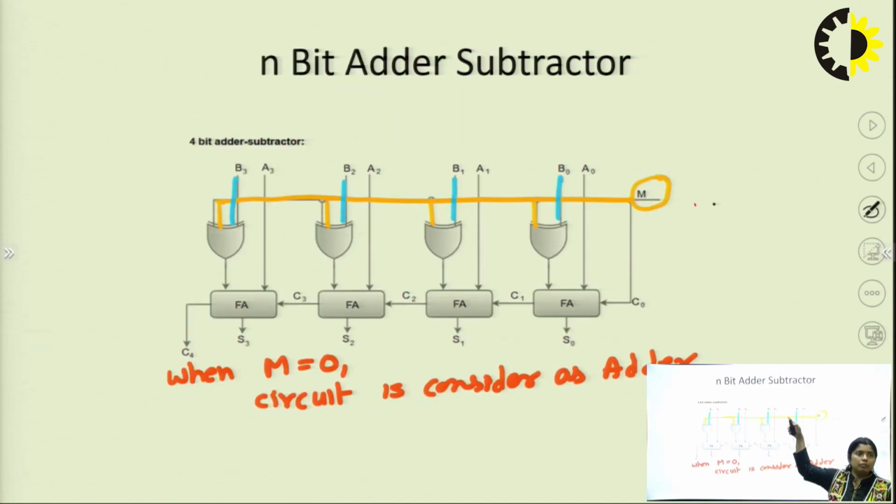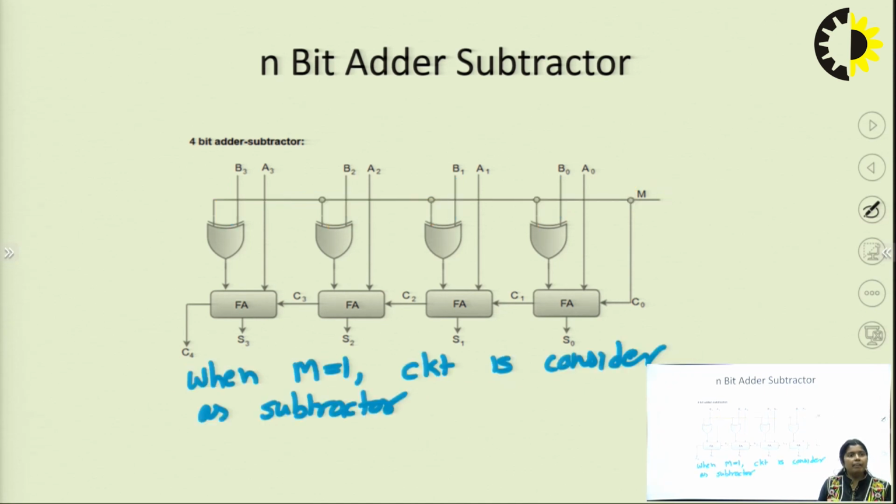So, in this particular adder subtractor, if we are only adding this particular M wire, or mode wire, then the adder circuit will be constructed as an adder subtractor circuit. It means that when M equals 0, it is considered as an adder, and when M equals 1, the circuit is considered as the subtractor.